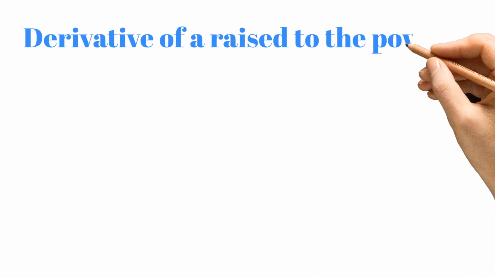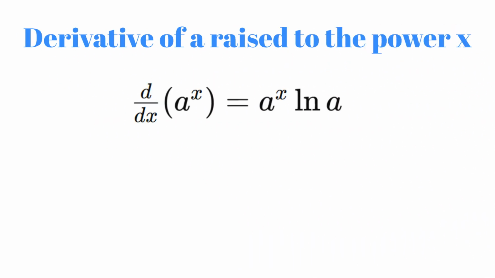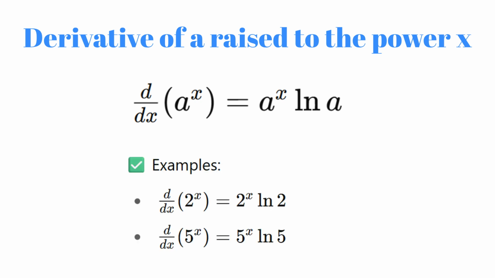Derivative of a raised to the power x. The derivative of a raised to the power x is a to the power x times natural log of a. First example, the derivative of 2 to the power x is 2 to the power x times natural log of 2. Second example, the derivative of 5 to the power x is 5 to the power x multiplied by ln 5.